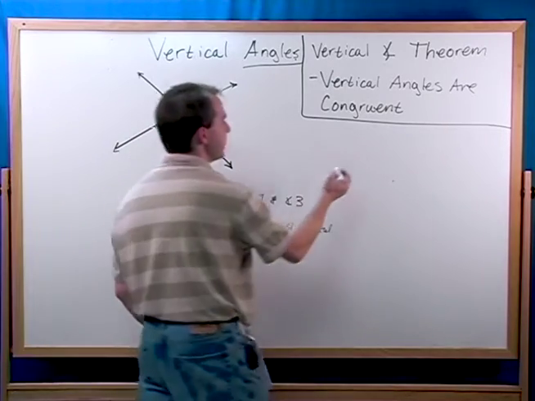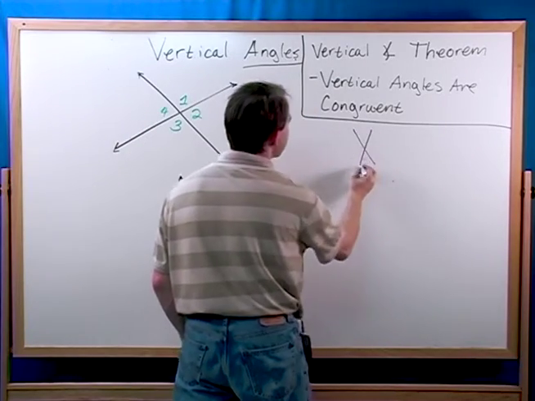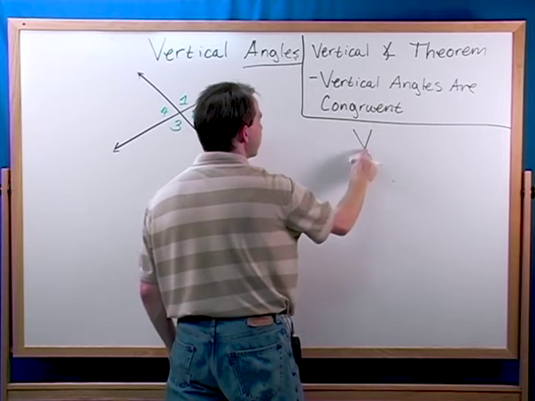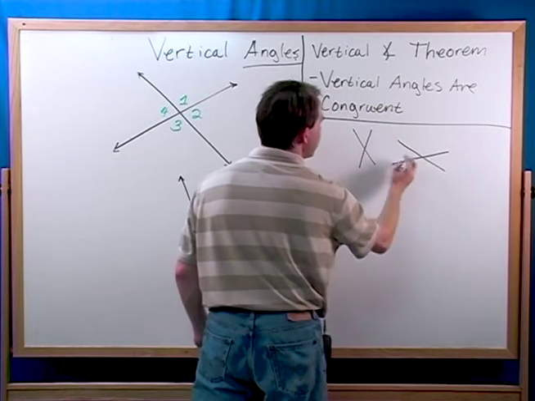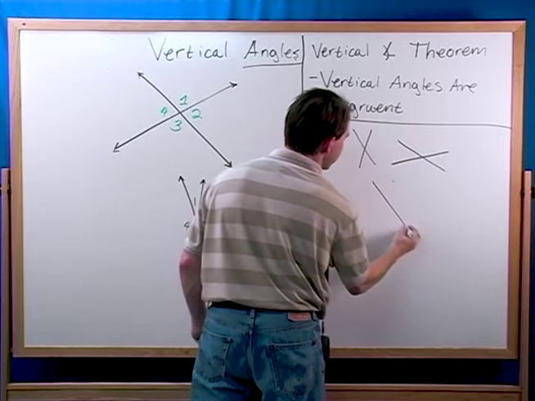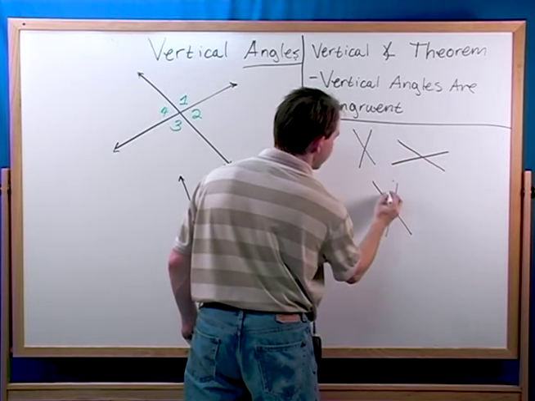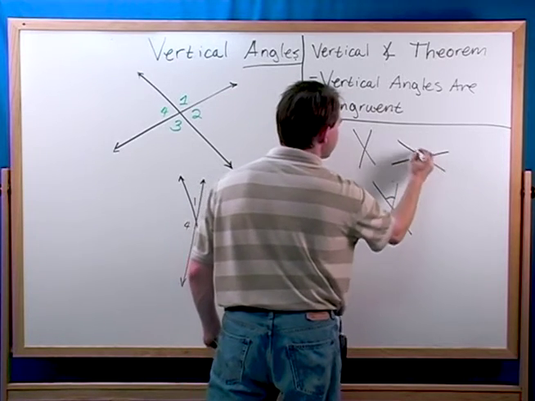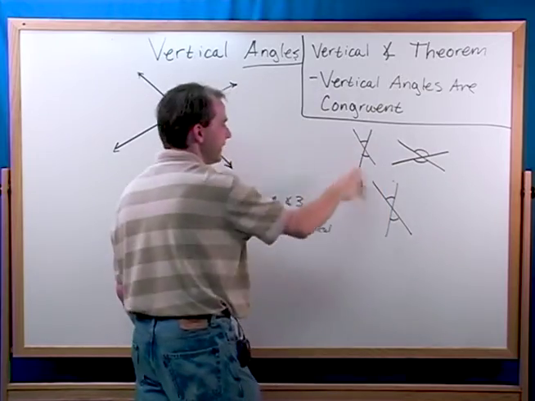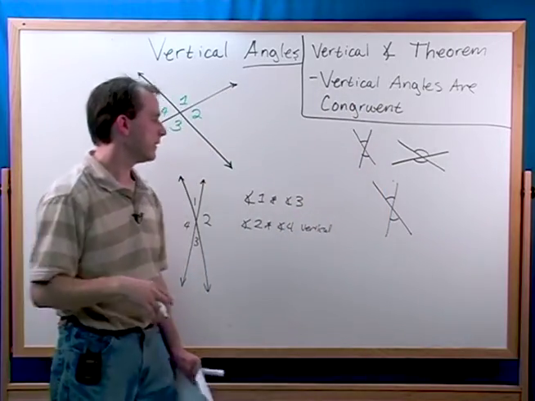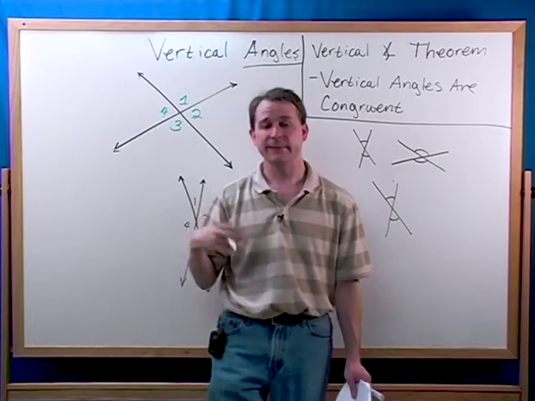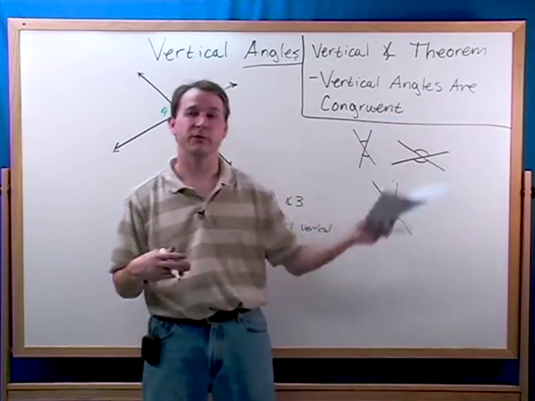So when you think about it, no matter how you crisscross two lines, you will always have some angles that are opposite of each other. And they're always going to be congruent. They're always going to be equal to one another. That's all that's saying. That's actually very important. So it seems simple. It's a very short little theorem to remember.